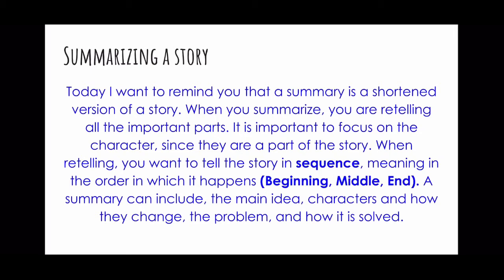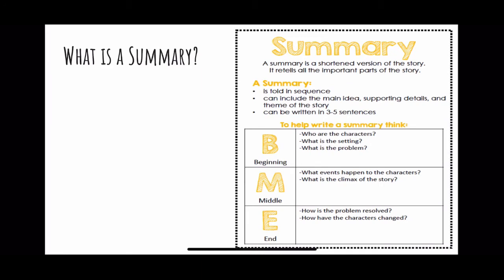So you want to pick and choose the most important parts, which will include the characters, how they change, and maybe how the problem is solved. So again, to remind you, a summary is really just a shortened version of the story. And this chart here is just really helpful to keep you reminded of what to think about when you are coming up with your own summary. You want to remember that a summary is always in your own words, and you get the ideas and the details straight from the text.